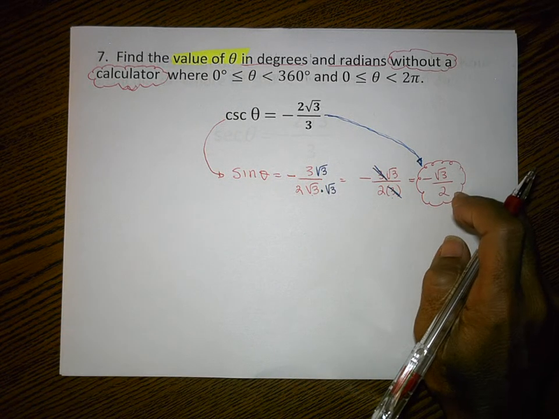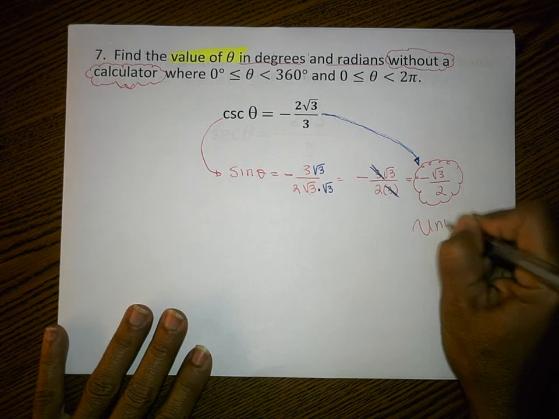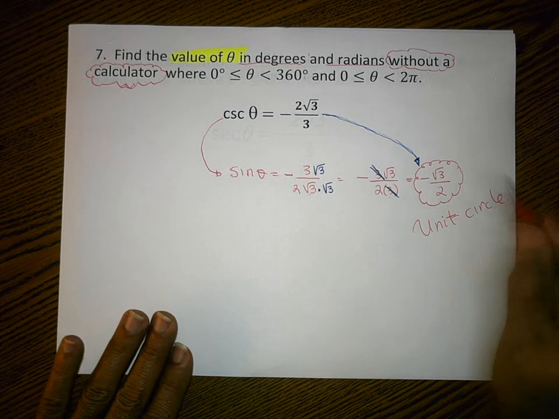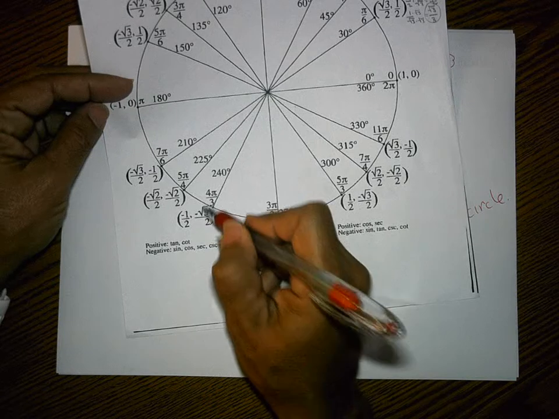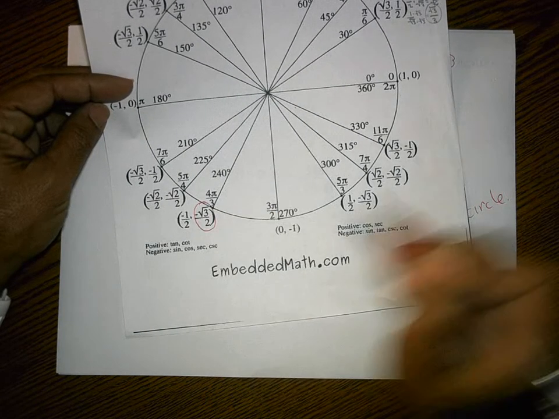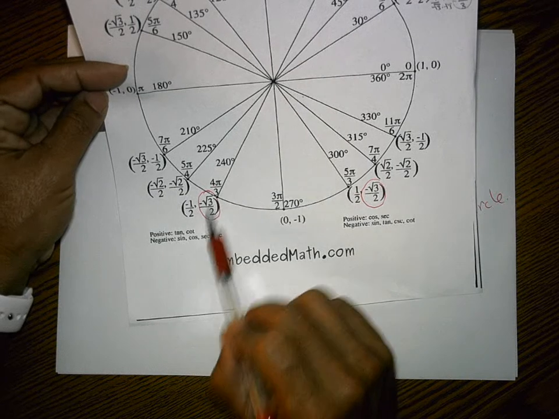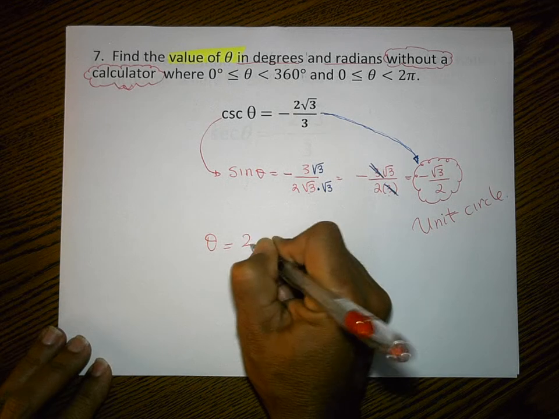Where have I seen this number before? Well, obviously, the unit circle. So go to your unit circle and find out what angle has a sine of -root 3 over 2. When I come over here to my unit circle, -root 3 over 2 is right here, and -root 3 over 2 is right here for the sine. The sine is the y value. So it is either 240 or 300. So this theta is either 240 or 300.